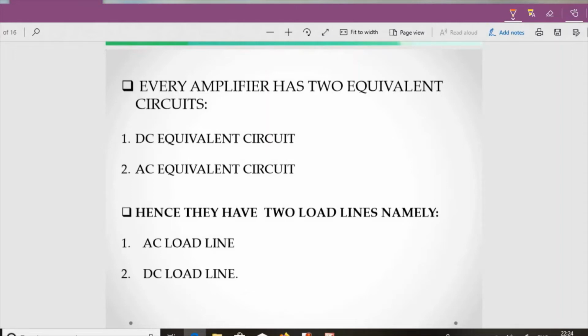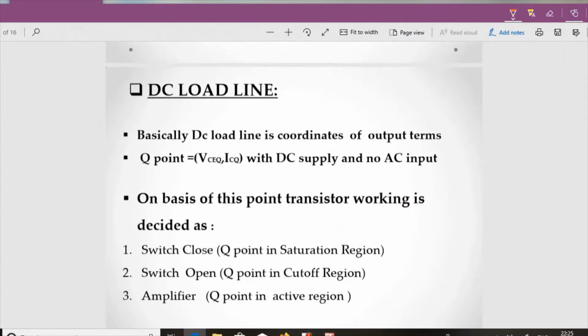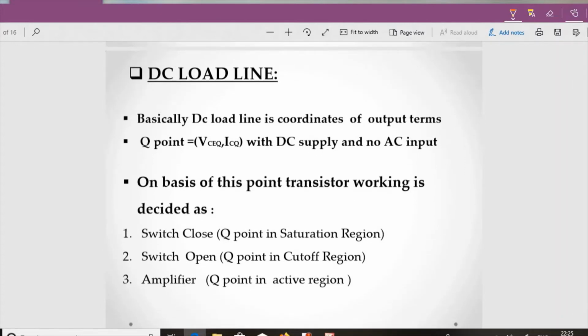So with respect to the DC and AC equivalent circuits, we have two load lines. With respect to AC, it would be the AC load line, and with respect to DC, it would be the DC load line. Basically, the AC and DC load lines are nothing but the behavior of the current passing through the transistor and the voltage across it. So you can also say that they are nothing but the plotting of the output. So now we'll go with the DC load line first. In the previous chapter, in brief, we have discussed the DC load line. So here we will just have some overview of it.